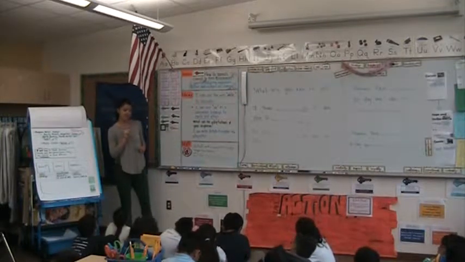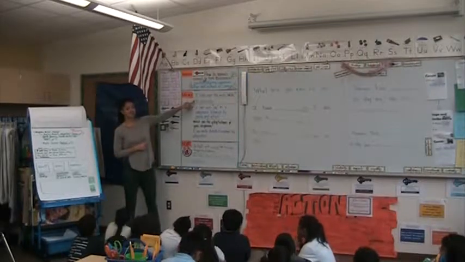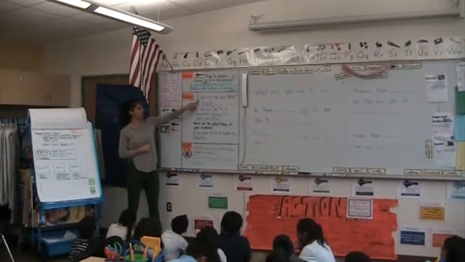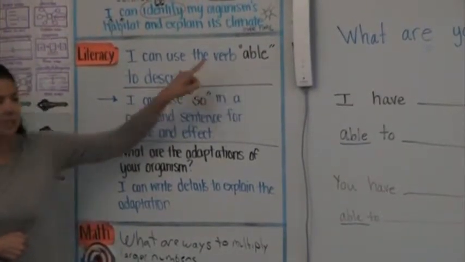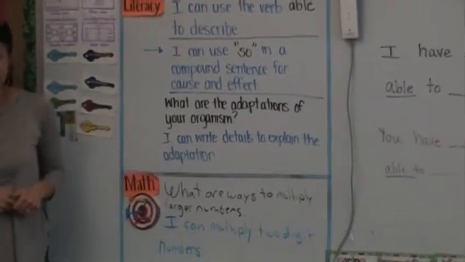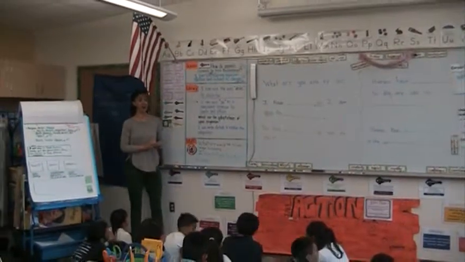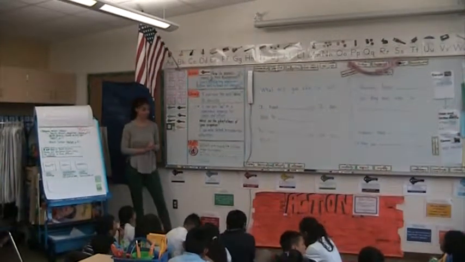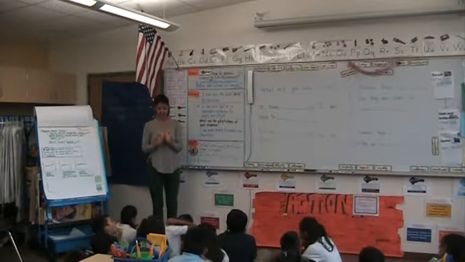Now, there's a certain verb we're going to use. Read the next target with me. I can use the verb able to describe. What is able? Yes, beautiful. That's exactly why we are going to use able, because it's something we need to make part of our vocabulary.